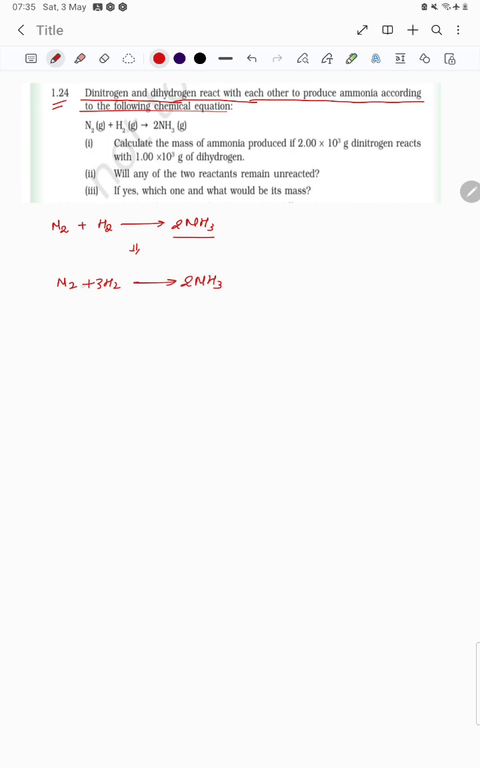Now they are saying calculate the mass of ammonia produced. This is mass they are asking. If 2 into 10 power 3, that is 2000 gram, and to react with 1000 gram, right student? So this problem is based on the limiting reagent because those amounts are different.